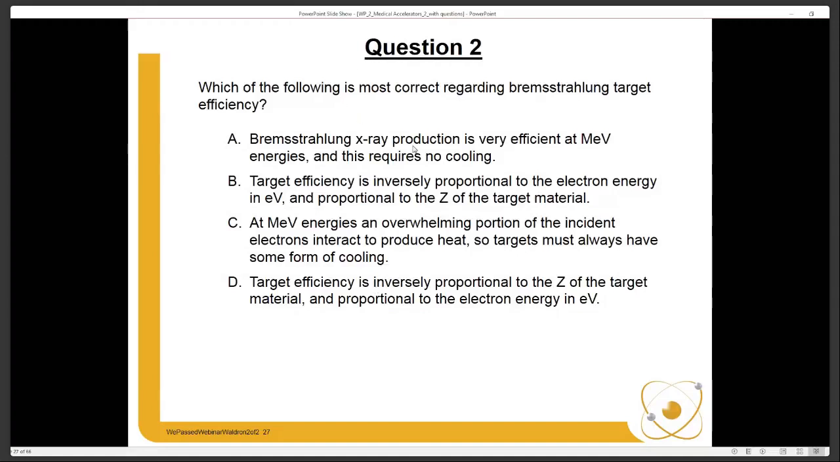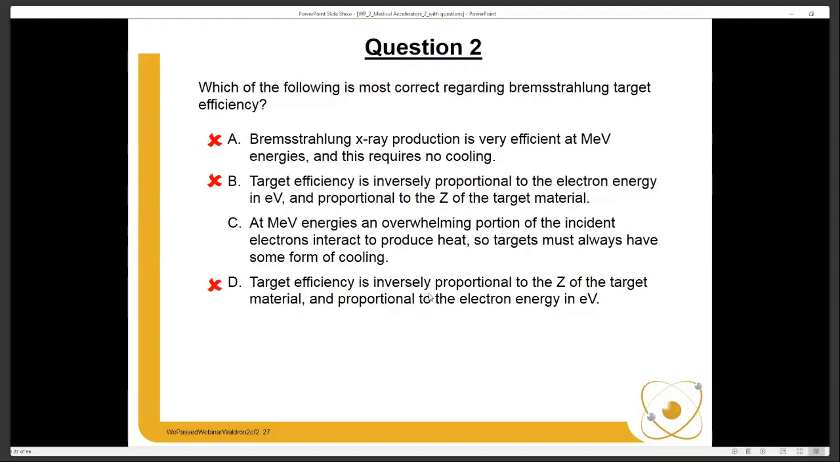Okay, well, let's go over it real quickly. Which of the following is the most correct? Is it A, Bremsstrahlung X-ray is very efficient at MeV energies, requires no cooling? No, both of those statements are false. Is it inversely proportional to the electron energy and proportional to the Z? No, it is proportional to both of those. At MeV energies, an overwhelming portion of the incident electrons interact to produce heat, so targets must always have some form of cooling. Is that the correct one?